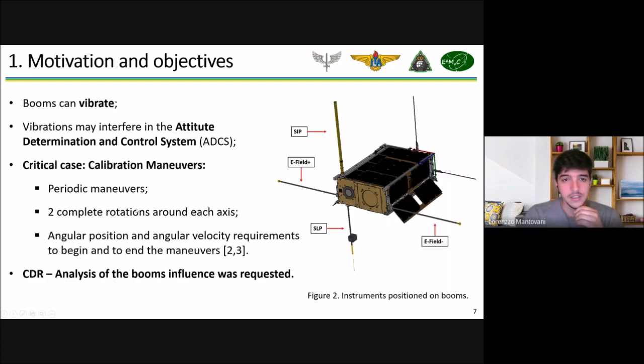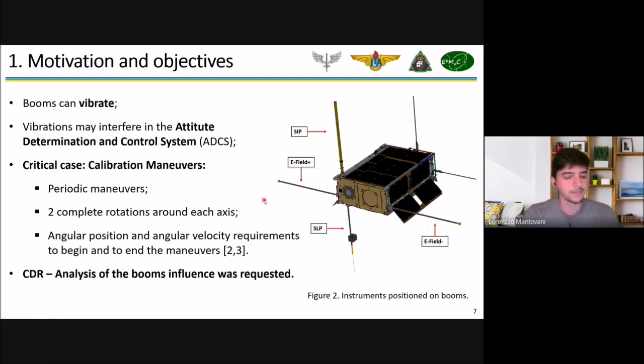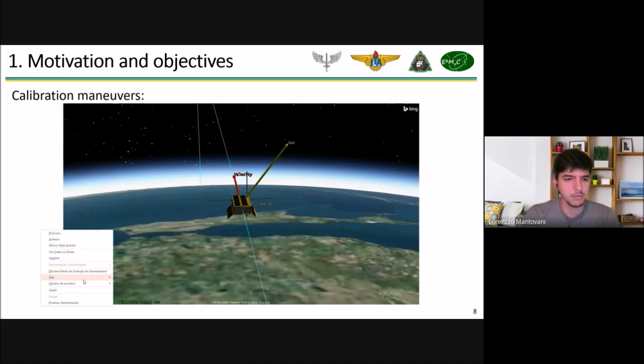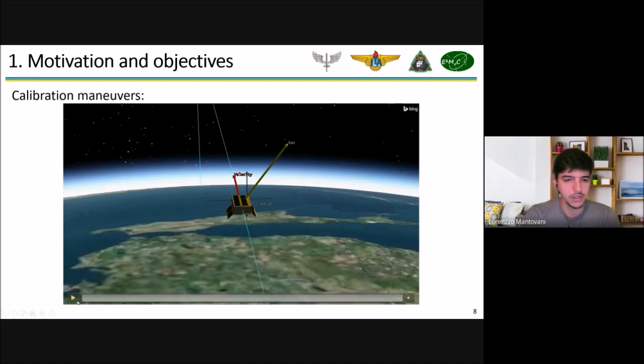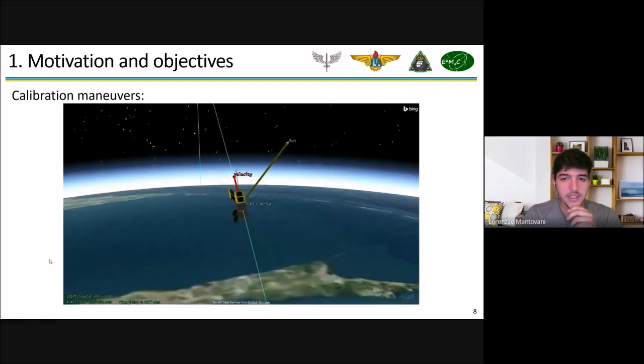Show. Bom, daí eu explico o problema dos booms poderem vibrar, que eles podem impactar o sistema de controle, e daí eu falo do caso crítico dessas manobras de calibração. E daí também explico que na CDR foi requisitada essa análise dos booms flexíveis e sem travas. Daí depois eu mostro esse outro videozinho aqui, que por algum motivo estava travando no meu computador. Massa, bacana. Que daí foi o pessoal do esporte mesmo que fez.